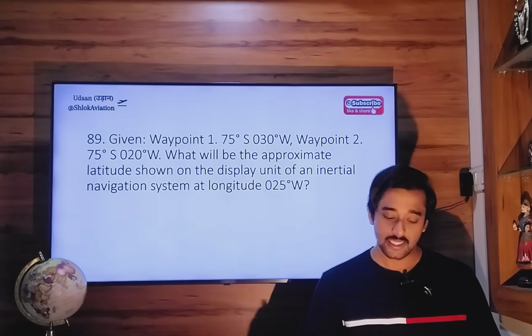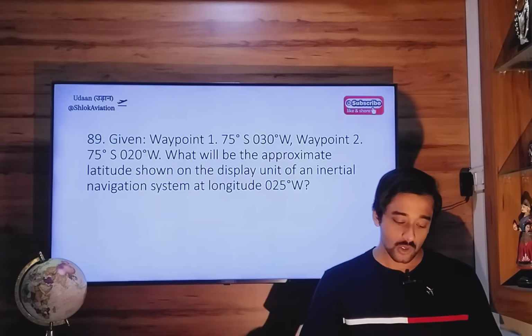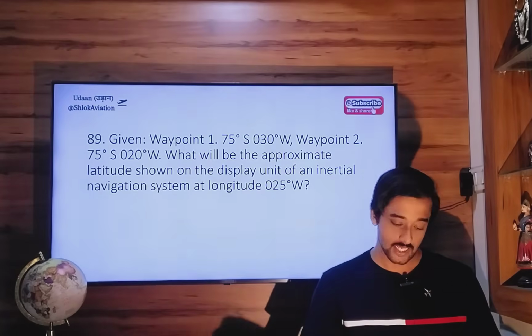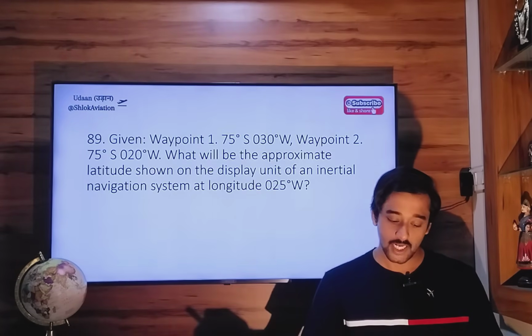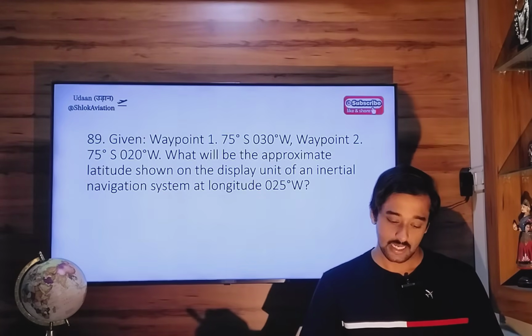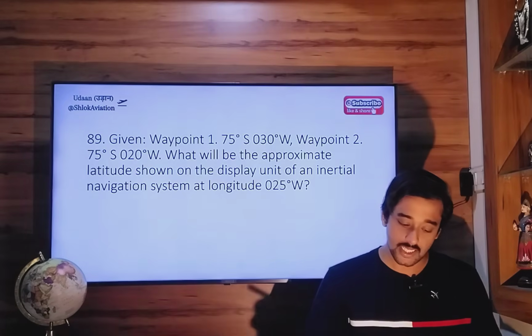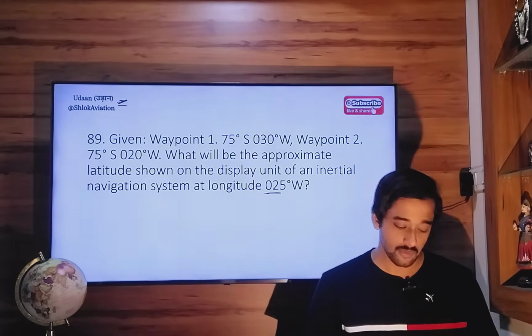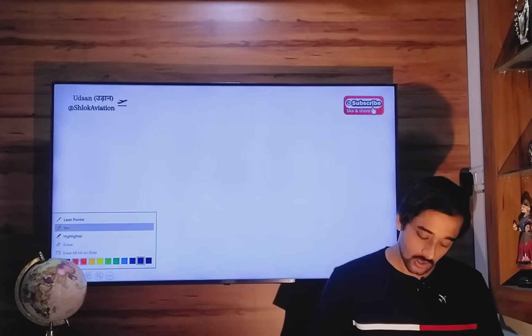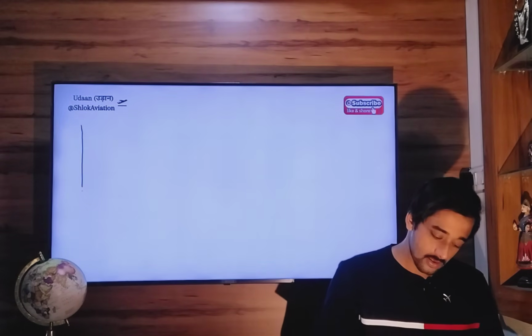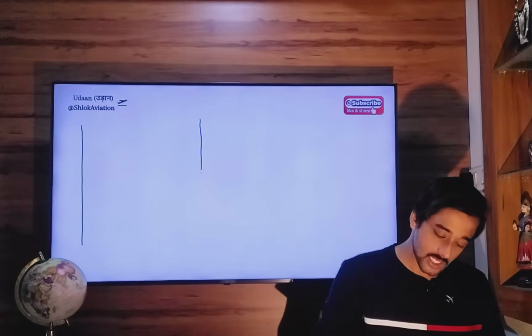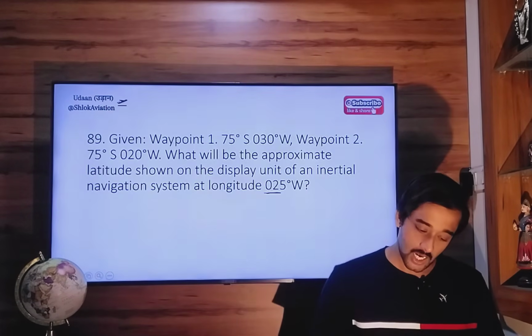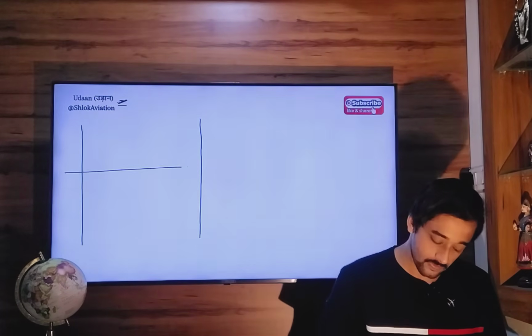Waypoint 1 75 south 30 west. Waypoint 2 75 south 20 west. What will be the approximate latitude shown on the display unit of an inertial navigation system at longitude 25 west? So we have solved similar questions many times before. So let's draw this diagram. Draw two meridians. We are in the south hemisphere.